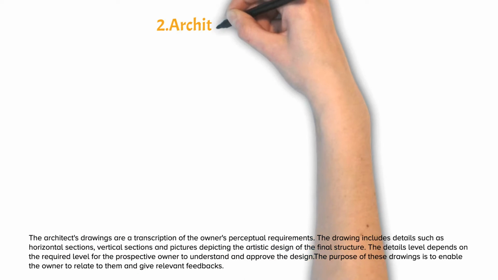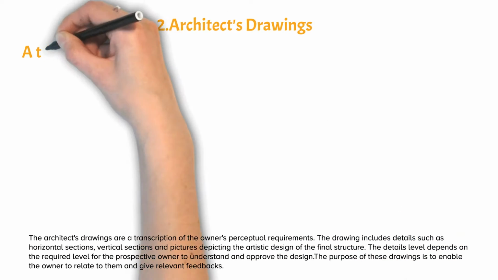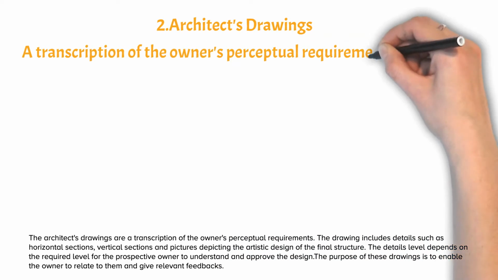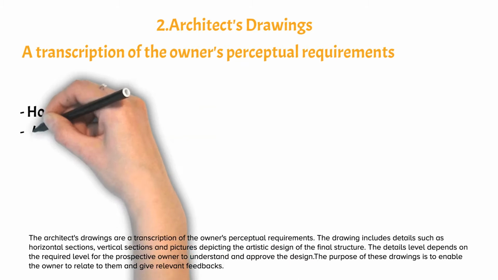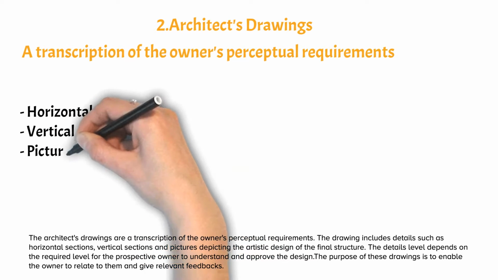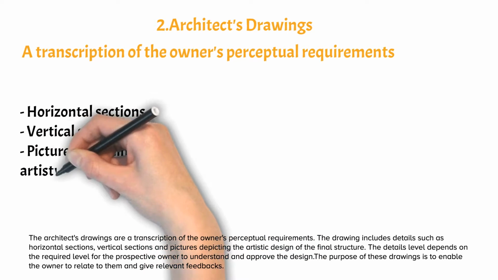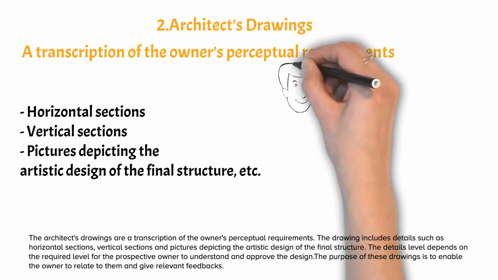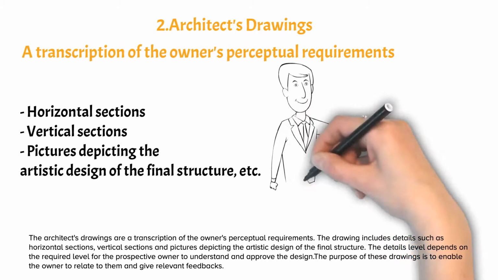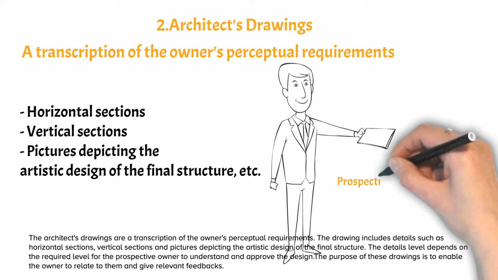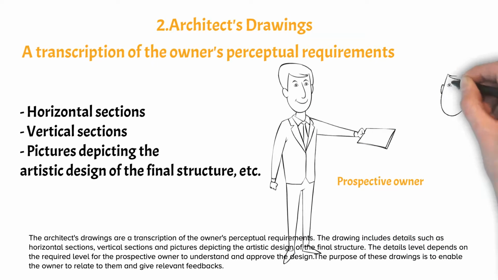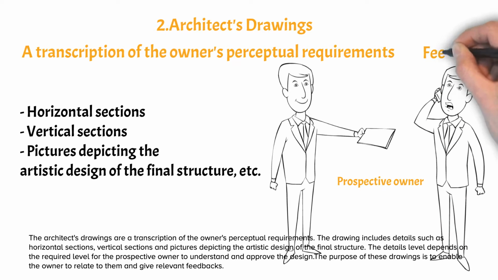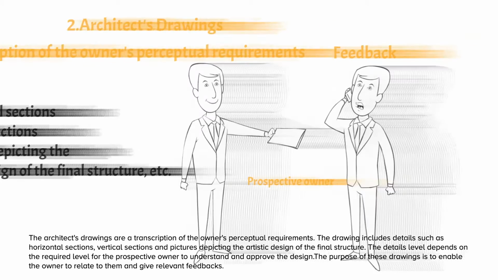deliverables: the architecture drawings. The architecture drawings are a transcription of the owner's perceptual requirements. The drawing includes details such as horizontal sections, vertical sections, and pictures depicting the artist's design of the final structure. The detail level depends on the level required for the prospective owner to understand and approve the design. The purpose of these drawings is to enable the owner to relate to them and give relevant feedback.